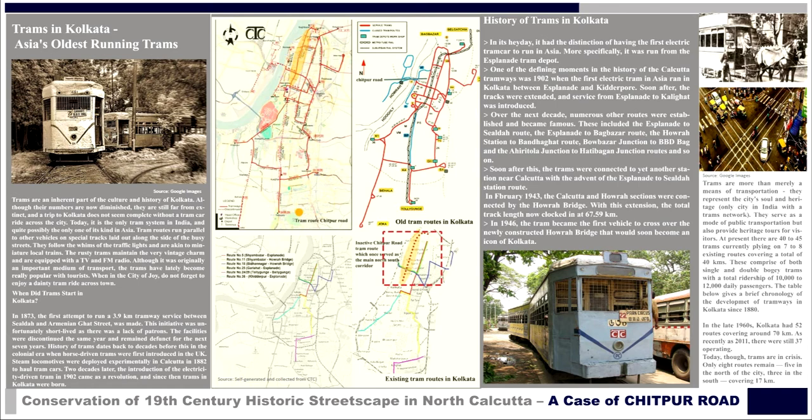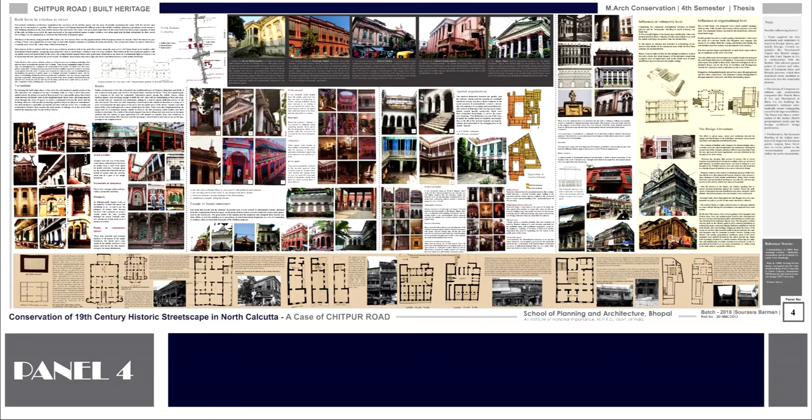Mapping of early tram routes and the current day activity routes, the development of tram over time and the identification of the current crisis. Panel 4. Built heritage at Chitpur Road.